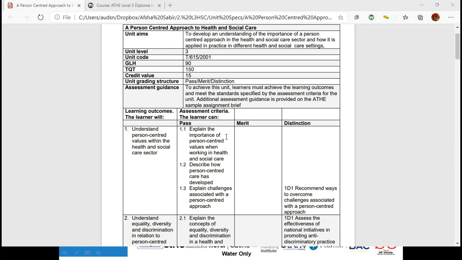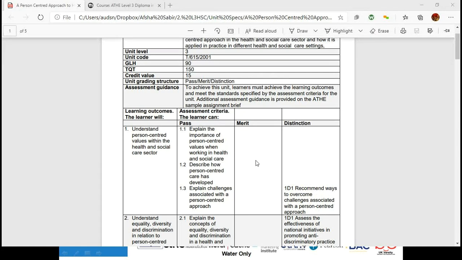Well, very good. So, explain the importance of person-centered values when working in health and social care. 1.2 is describe how person-centered care has developed. And 1.3 is explain the challenges associated with the person-centered approach. And then there are no merit questions, but there is a distinction one. So that would go on from 1.3. It is recommend ways to overcome challenges associated with the person-centered approach. So that is what we're going to be looking at today.